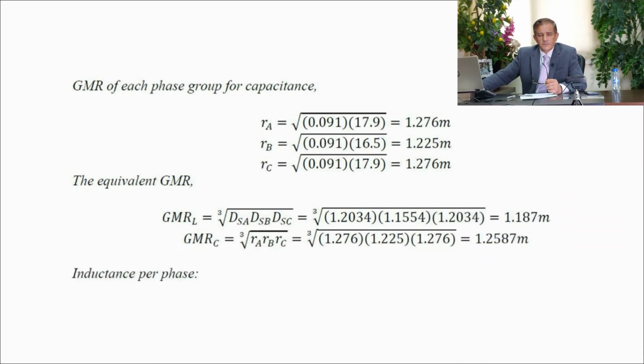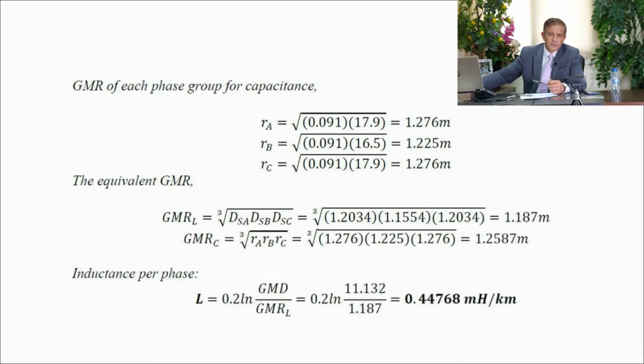Now I need the inductance per phase. Simply, the geometrical mean distance over geometrical mean radius. When you see here 0.2, this is the same thing again, 2 times 10 to the minus 7, but it was simplified. If you do the calculation, you will get it in millihenry per kilometer. You multiply it only by 1000. And if you are multiplying by 1000 and getting it in millihenry, as if you multiplied by 1 million, 10 to the power 6. That's why I have 0.2 here.